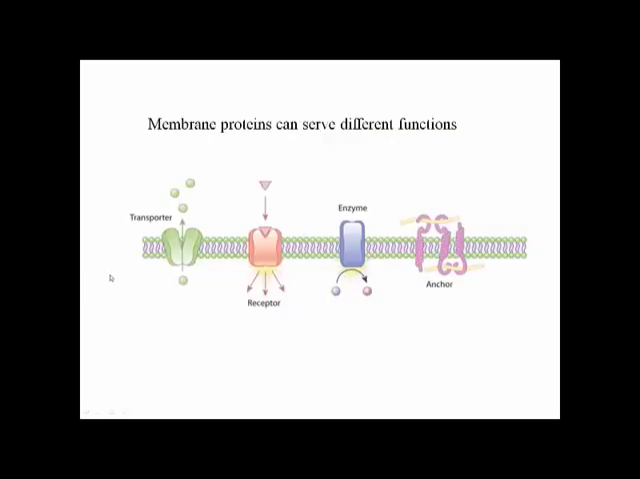Now, also in the membrane are proteins. Proteins can serve all kinds of different functions in the membrane. Some of them transport substances that don't pass across the membrane easily. Some of them receive signals and transmit that signal into the interior of the cell. Some of these proteins can act as enzymes, and some are anchoring proteins, like the integrin proteins that anchor and allow communication between the extracellular matrix and the cytoskeleton.